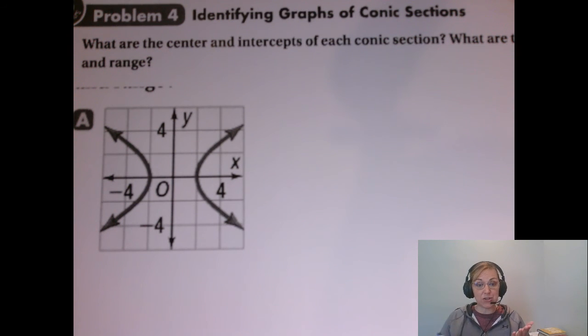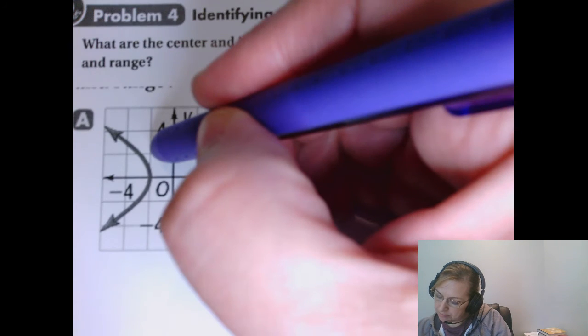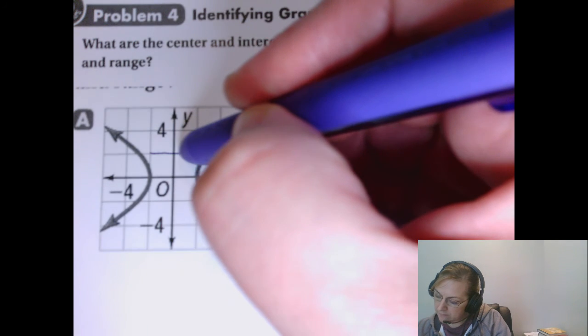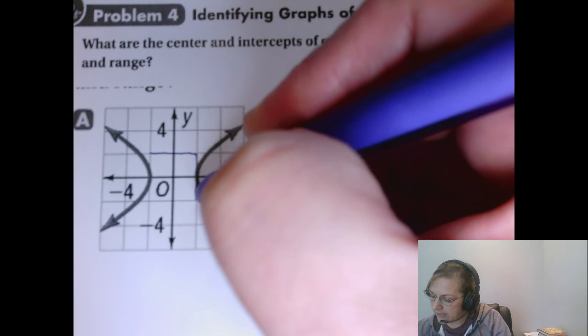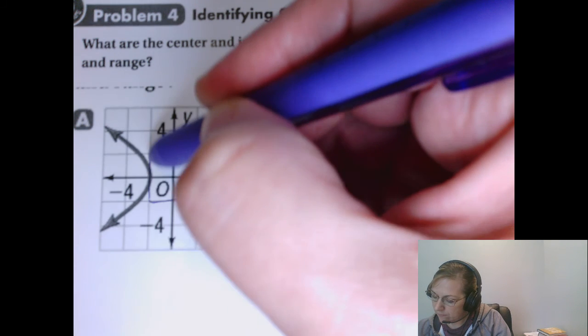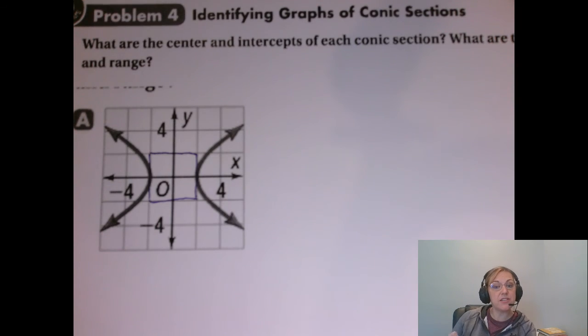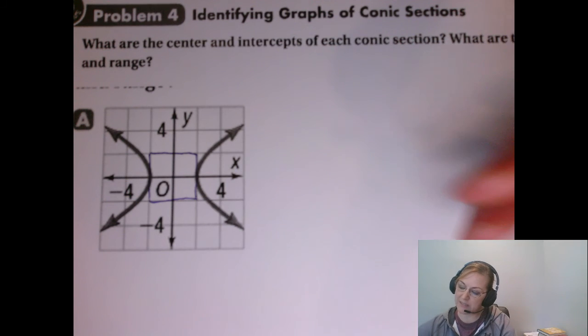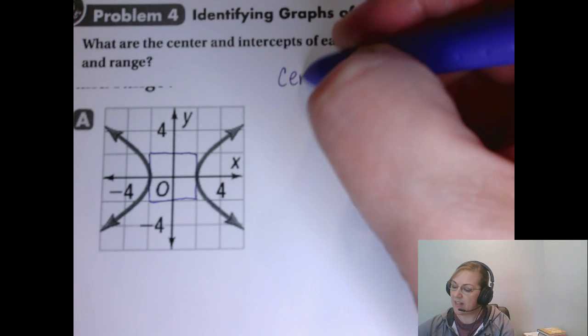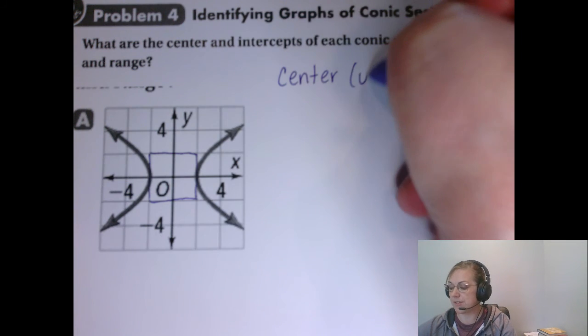So the center is where you need to visualize the box going on right here, right? You've got your box here and here, right? And the center of your box is going to be the center of your hyperbola. That's going to be at the origin, 0, 0.